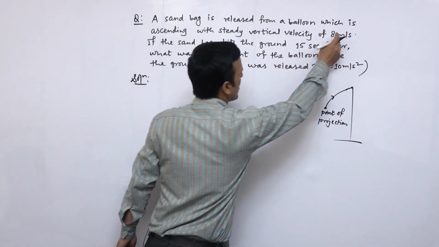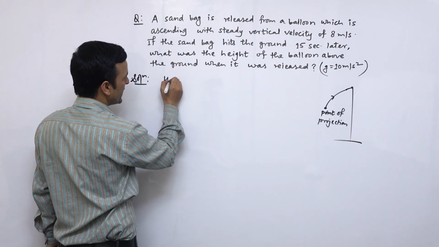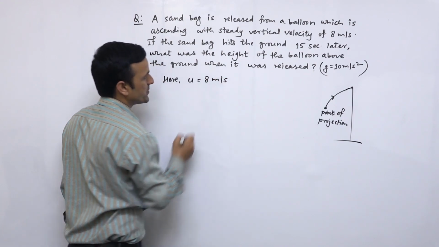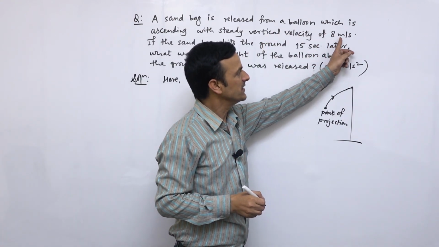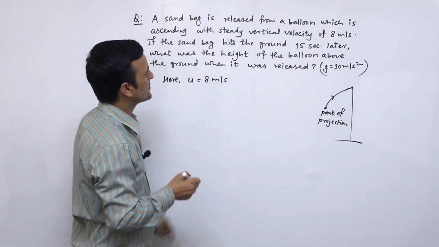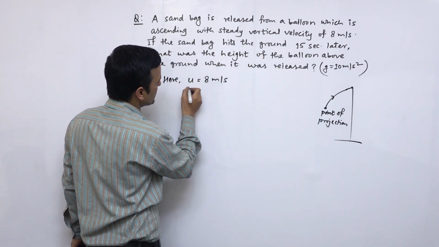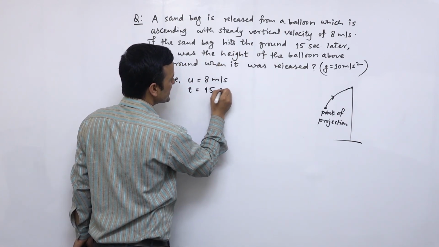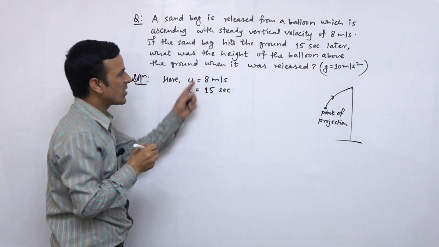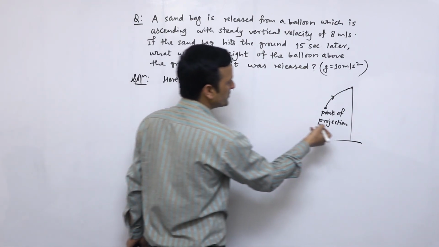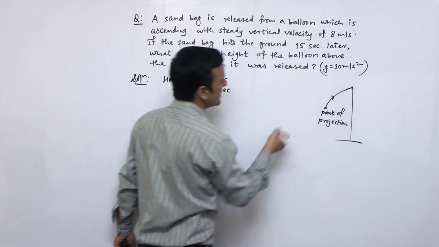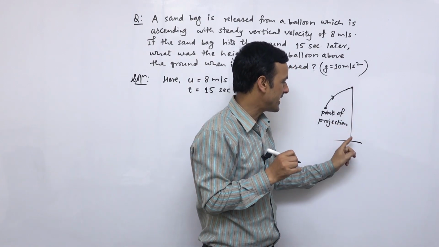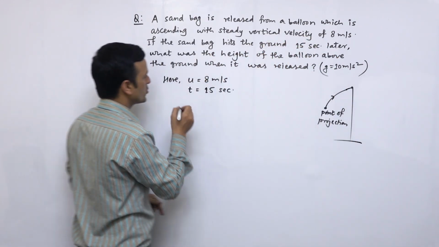So for this we can collect the information here. This is the initial velocity, 8 meter per second, so the balloon is rising at this velocity. If the sandbag hits the ground, the total time taken by the sandbag to reach the ground is 15 seconds, and what was the height of the balloon? बेलुनबाट sandbag खस्ने बेलामा बेलुन ग्राउन्डबाट कति हाइटमा थियो, त्यो हाइट निकाल्नु पर्यो.